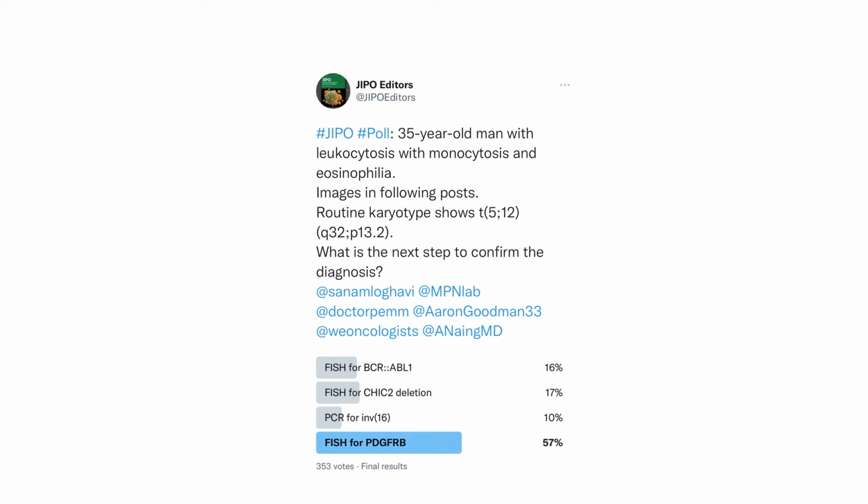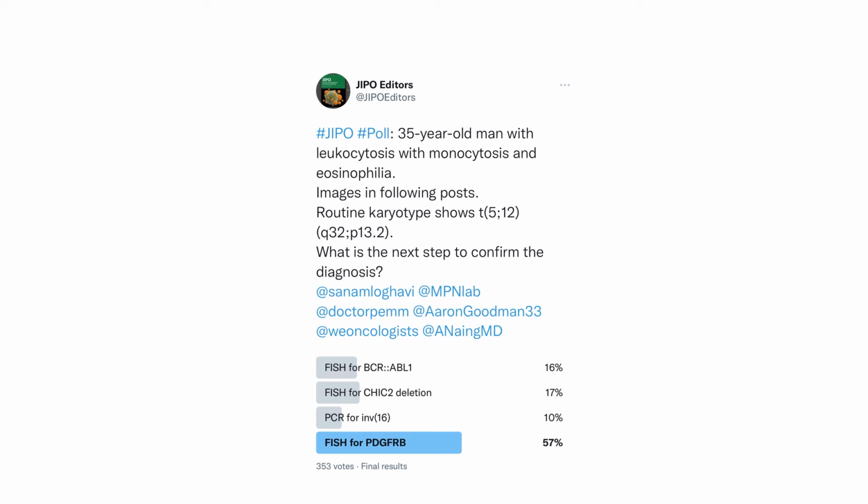However, unlike PDGFR beta rearranged myeloid or lymphoid neoplasms, these typically do not show monocytosis, and they are associated usually with abnormal mast cell proliferations, which can also be seen in cases of PDGFR beta rearrangement. And finally, PCR for inversion 16 is incorrect because of the findings of the routine karyotype in this case, but it's important to keep in mind that cases of AML with inversion 16 are also typically associated with monocytosis. So it's good to keep this in mind as a differential diagnosis.